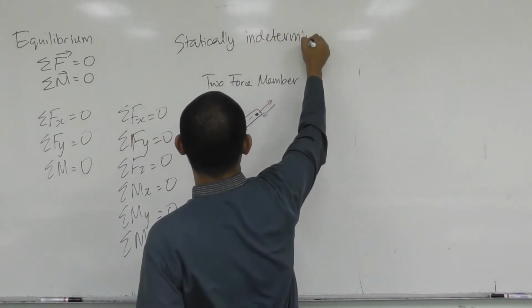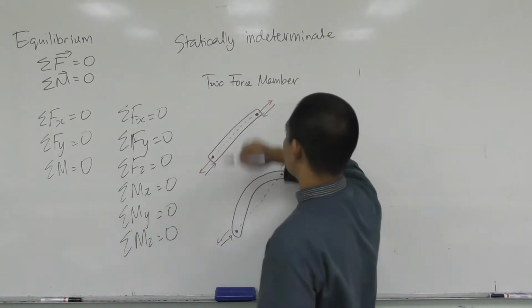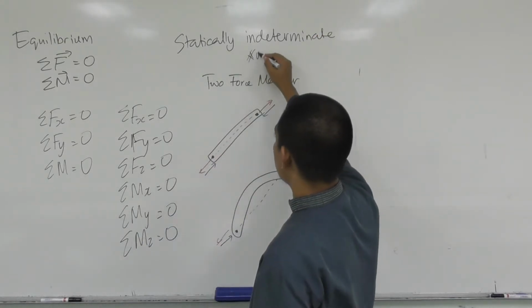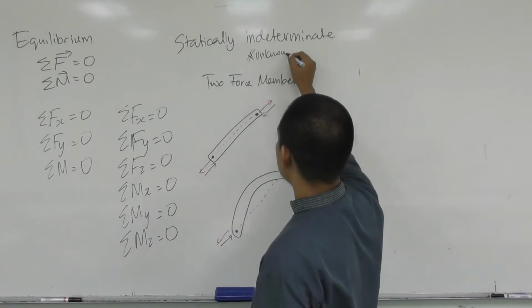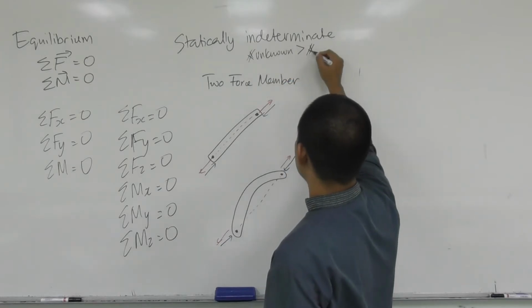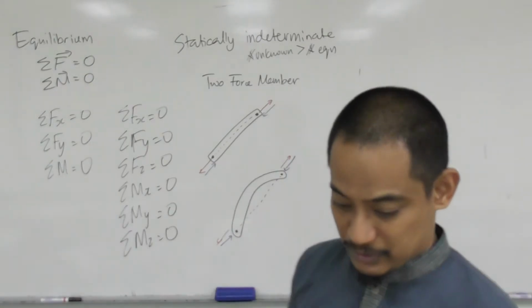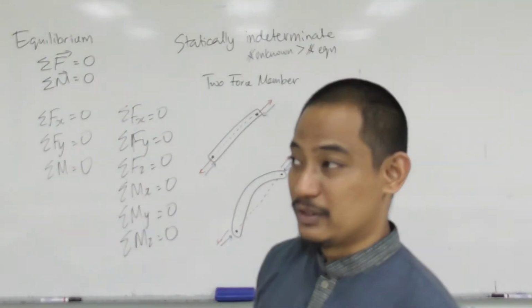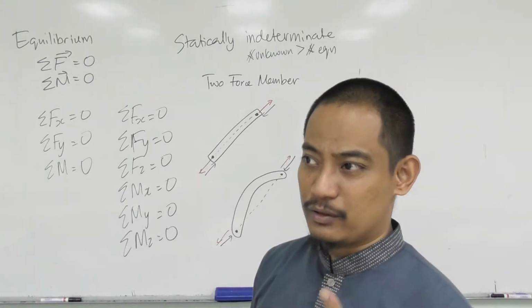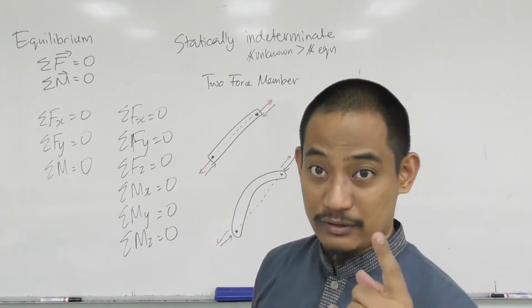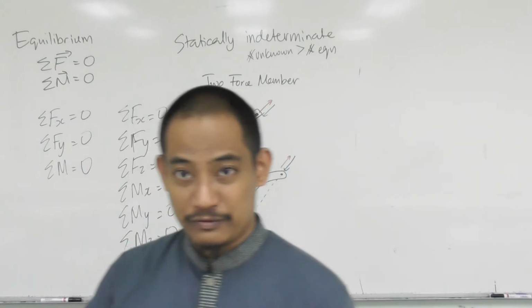Indeterminate. So basically, the number of unknowns is more than the number of equations. Under those circumstances, you cannot solve. Normally that can be one of the types of understanding questions in the final exam. Alright, so that's the first important note.